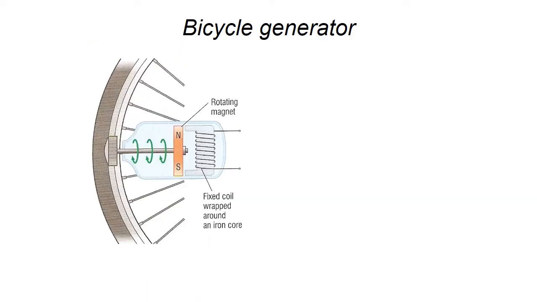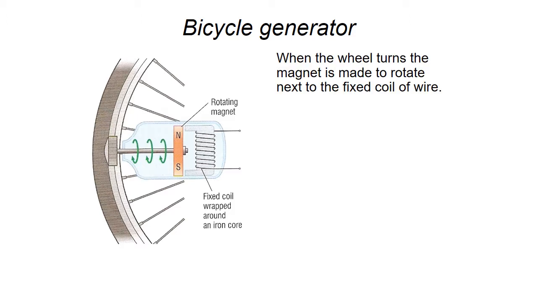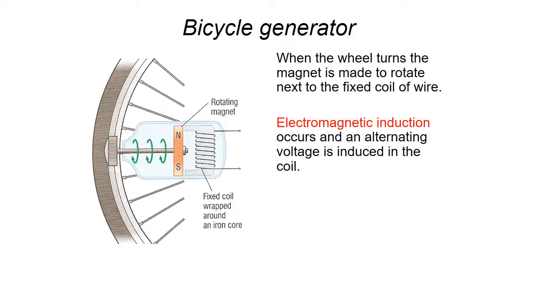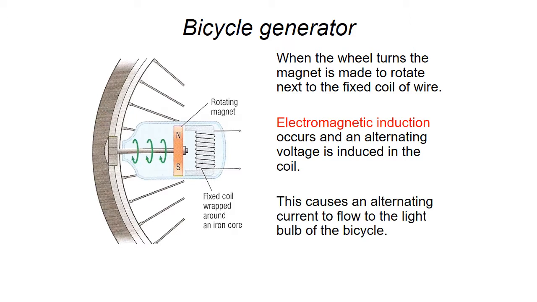An example of that is the bike generator, which you might use on your bicycle at night time for the torch. When the wheel turns, the magnet is made to rotate, because it's got a friction connection to the bike wheel, and it's right next to a fixed coil of wire. So electromagnetic induction occurs and an alternating voltage is induced in the coil. The coil is staying in the same place, but the magnetic field is changing direction, moving from north to south and then rotating to be south to north. This causes an alternating current to flow to light the bulb of your bicycle. That's an example of an AC generator in real life. And that is pretty much electromagnetic induction in a nutshell.